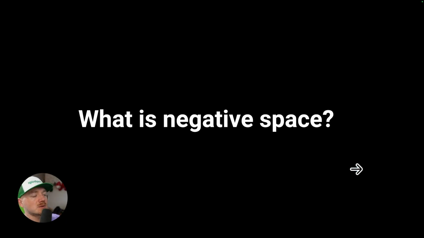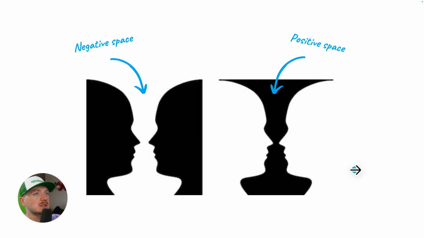So first, let's talk about what negative space really is. This is a perfect example because depending on how you look at this image, you can either see two faces or you can see a vase, right?